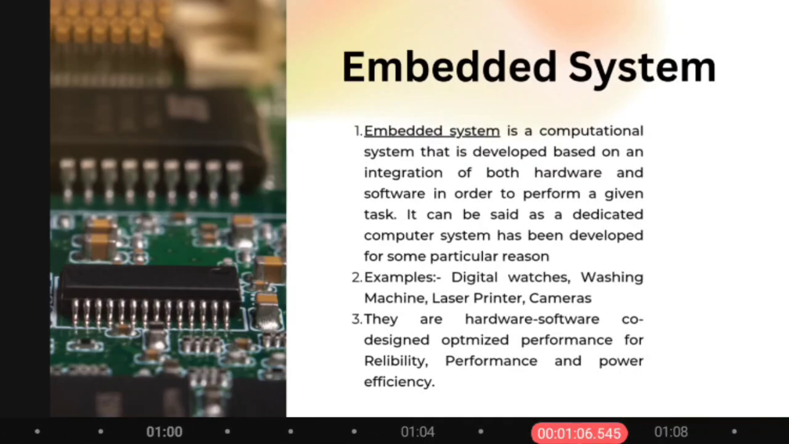Then we are going to show the skills gained through my project, and the conclusion. So let's get started. First of all, what is an embedded system? An embedded system is the integration of both hardware and software to perform a given task. For example, we use digital watches, washing machines, laser printers, microphones, cameras. They use both hardware and software components to improve reliability, performance and efficiency.